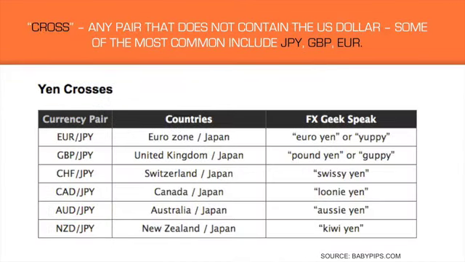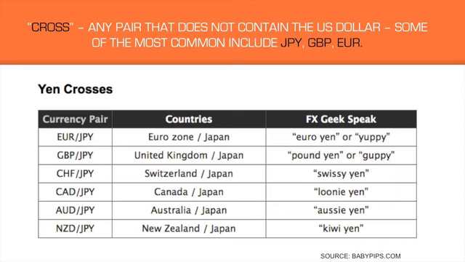Next, you actually have another group called the crosses. The crosses are also referred to as minors. So you have the majors, any pair with the US dollar, and then you have the minors, any pair that does not contain the US dollar. So I don't want you to get confused. The crosses also refer to minors. They can be either or. They can be crosses or minors. So anything that does not have the US dollar is considered a cross.